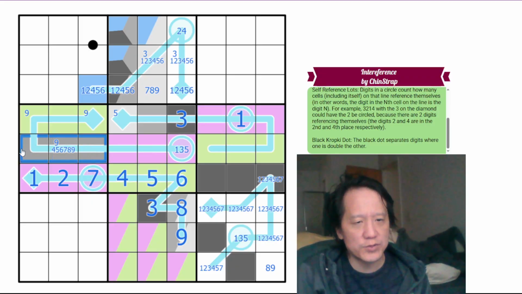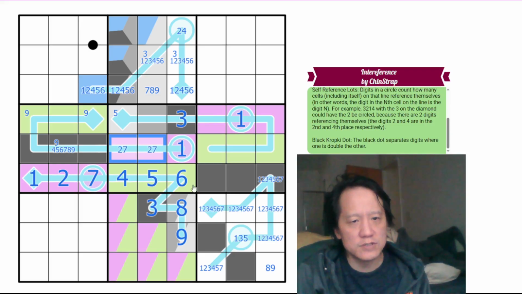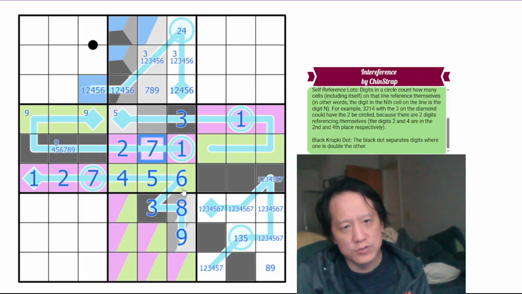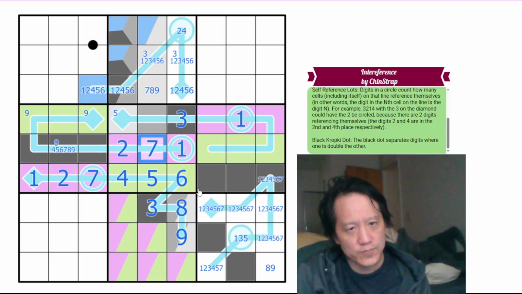So let's see. This would be 3, 8, and 9. This couldn't be 3 or 5, so this would be one self-referencer. We'd have 2 and 7. This can't be 7 because that would be self-referencing. So this would be 2, that would be 7. This would have to be 8 or 9. But then this 1 means this has to be 5. And we would have a contradiction.